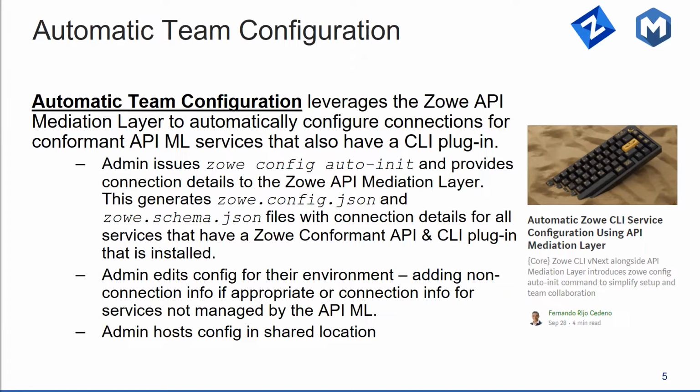But if they have other connections for services that aren't going through the API mediation layer, or they need to add maybe non-connection specific information, they could do that before hosting that configuration in a shared location to share with the rest of their users within their organization. And again, there's another blog on this feature written by Fernando titled Automatic Zowe CLI Service Configuration Using the API Mediation Layer. It covers a little bit more details on this new feature.